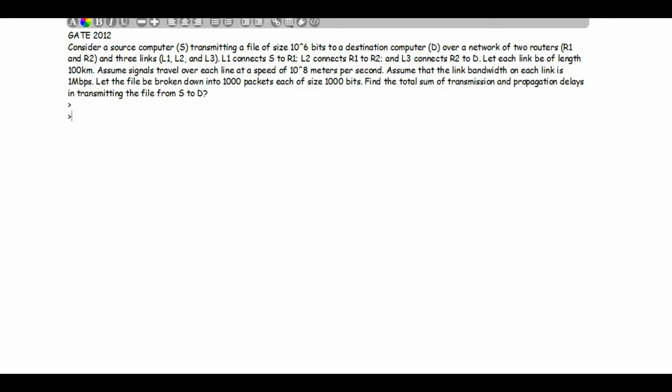Let the file be broken down into 1000 packets, each of size 1000 bits. Find the total sum of transmission and propagation delay in transmitting the file from S to D.